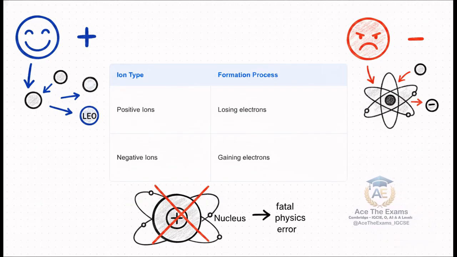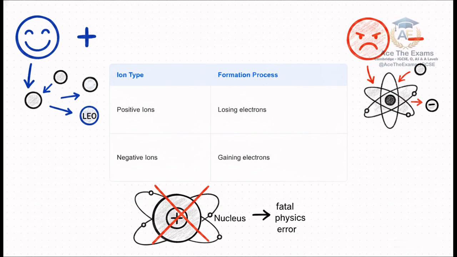You know what the absolute biggest mistake students make here is? It's heartbreaking. They write that positive ions are formed by gaining protons. No, that is a fatal physics error. Think about it. Protons are locked deep within that positively charged nucleus we just talked about. They are in the vault. They do not move during basic ion formation. Only the orbiting electrons are transferred. To cement this in your memory right now, I want you to use a simple acronym hack.